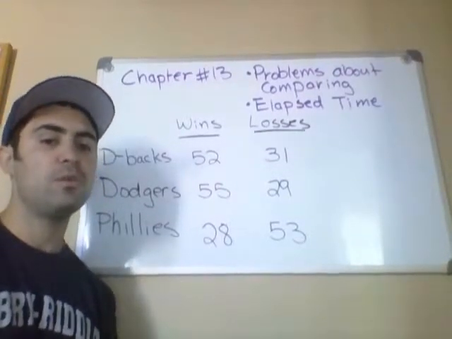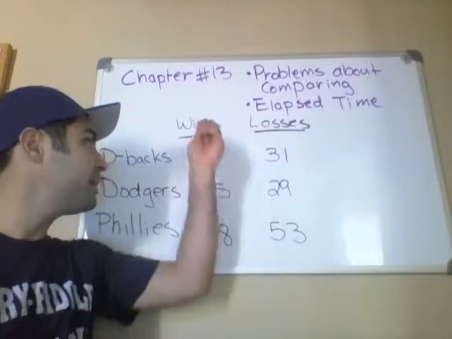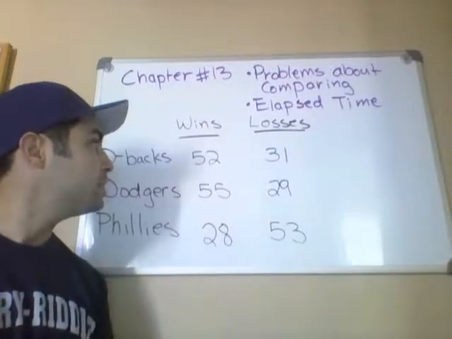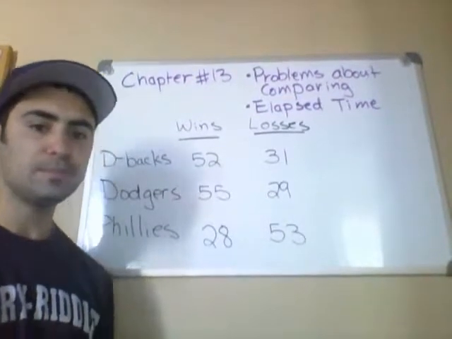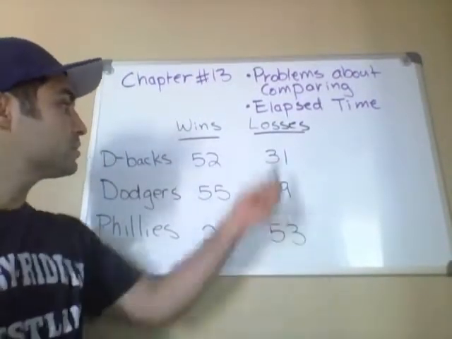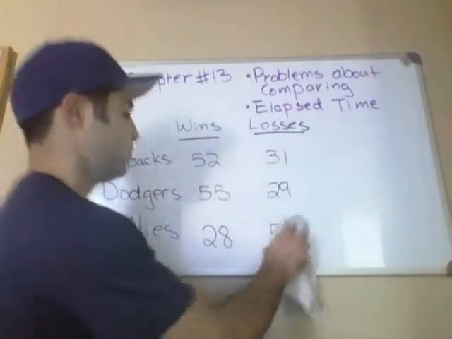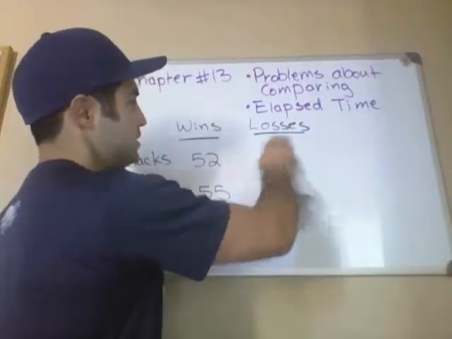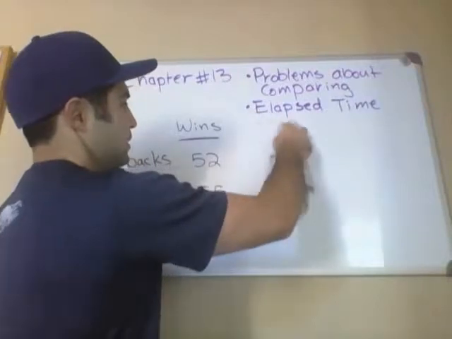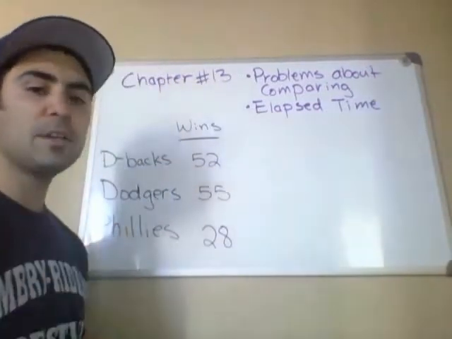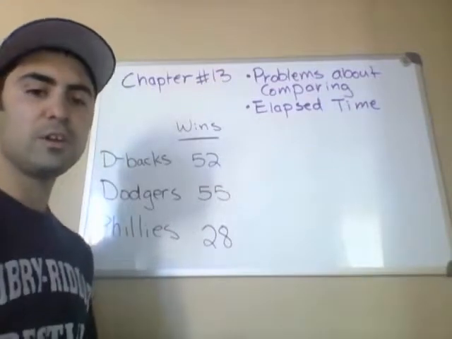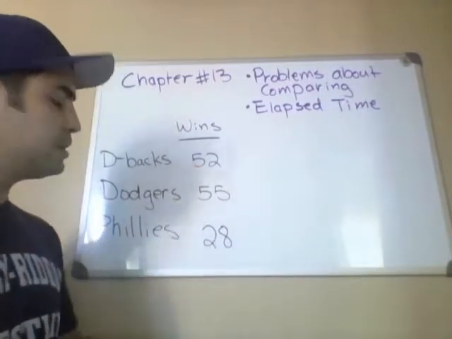So when we're comparing them, let's compare wins. All right, so what's a distractor? What are numbers that are distracting you from comparing wins? Well, the number of losses. So we're not going to talk about the number of losses right now because those are distractors. Alright, so I'm going to pause the video and draw a little chart so we can compare these numbers.